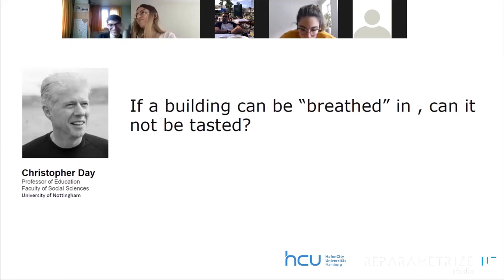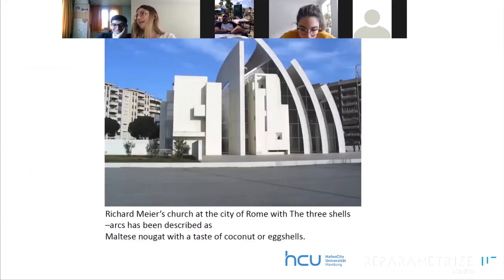If you go to the second page, this is the church by Richard Meier in Rome, and the press described it as a nougat with a taste of coconut and eggshell. Even when we want to describe a building in a nice way, we describe it like food. It doesn't mean it's food, but it empowers our desire of taste, which means that we are hitting the good design spot.